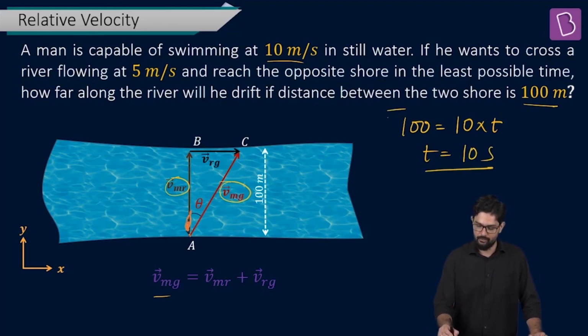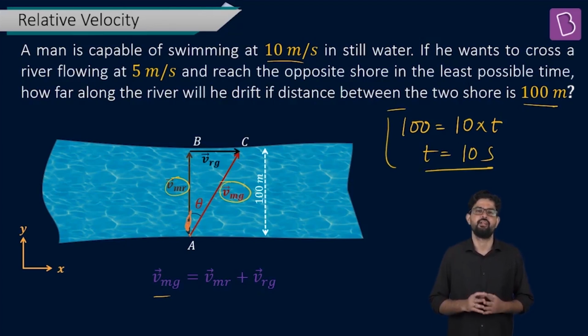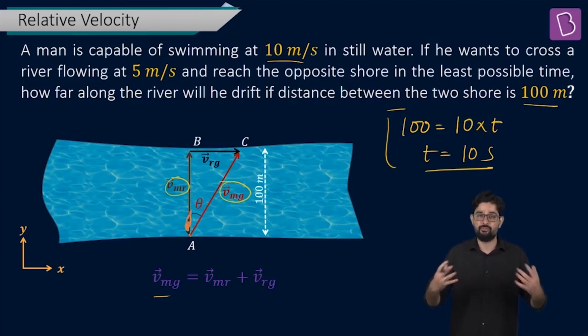Remember, we are doing this from the reverse frame. So it will take 10 seconds for this man to cross the river. And what do we have to find? We have to find the drift of this person.